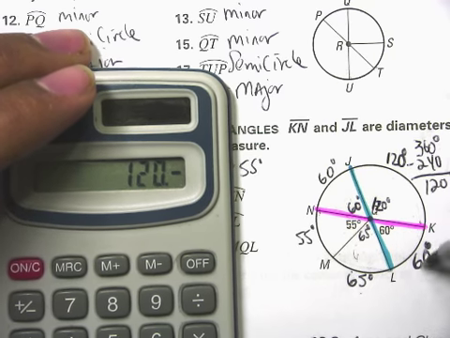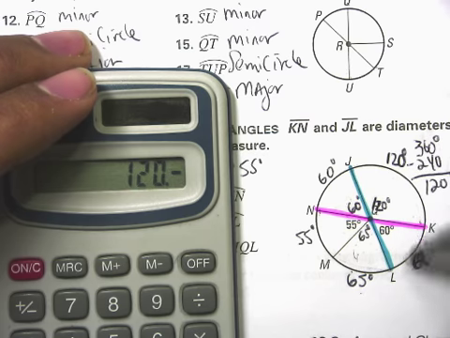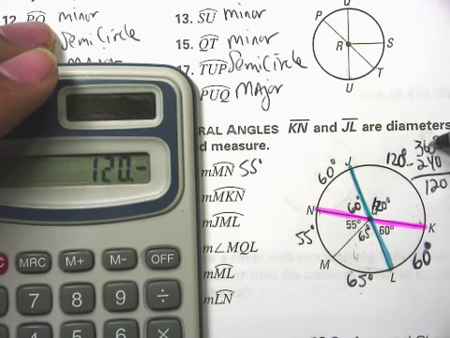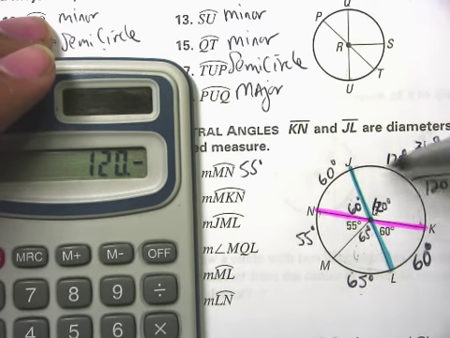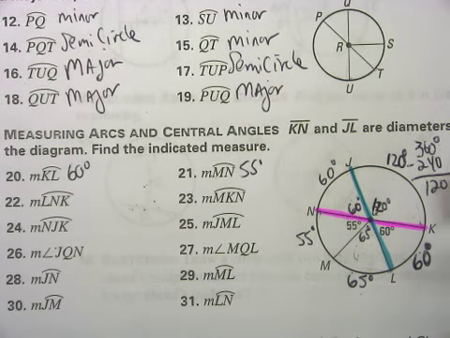Well, notice that I left out this little part right here. I mean, you can do it the long way. You can add all of these together and subtract it from 360. Or you notice that I have all of these arcs here minus the 60. I did everything except for 60 degrees.